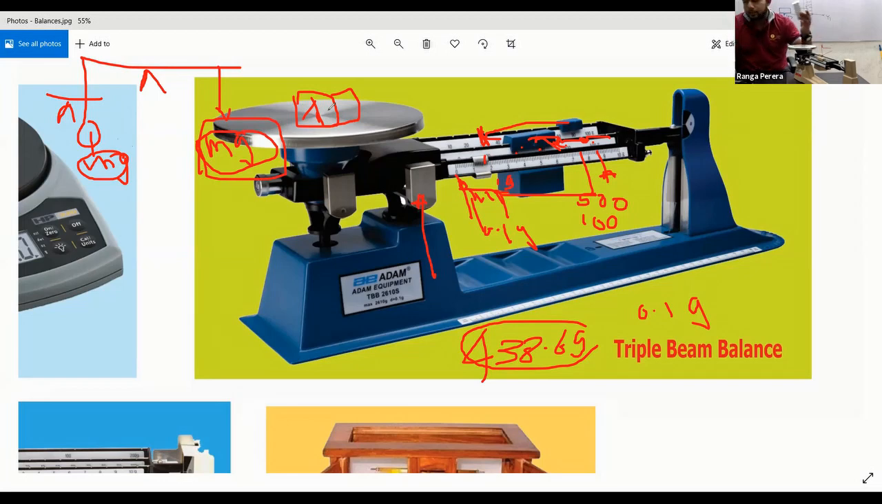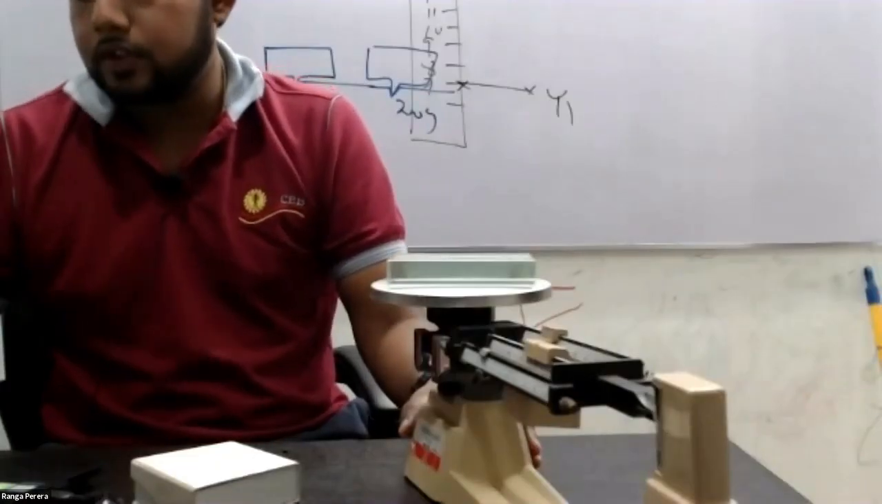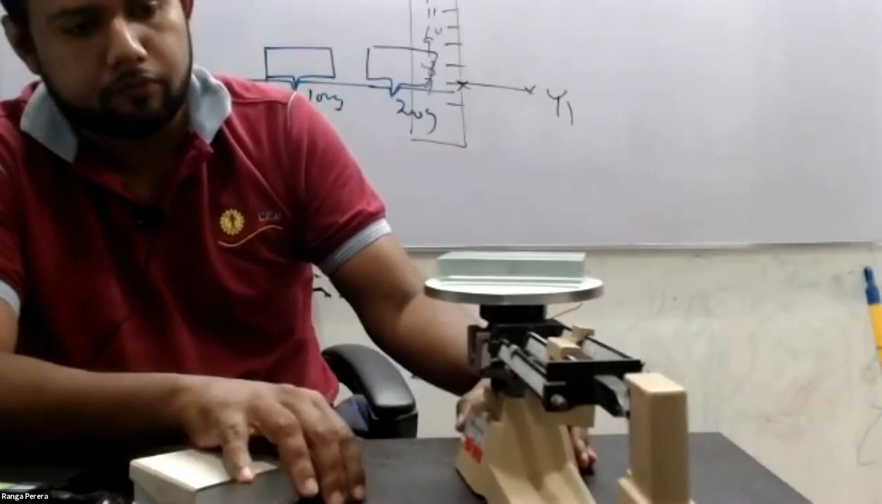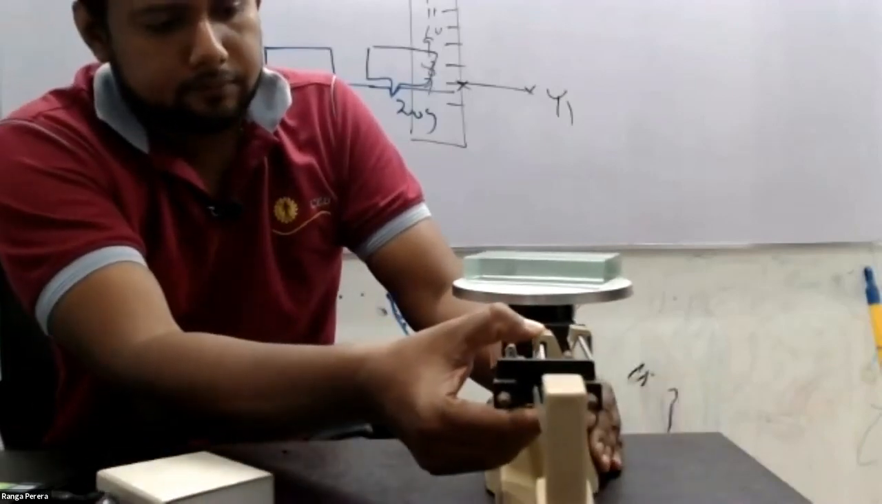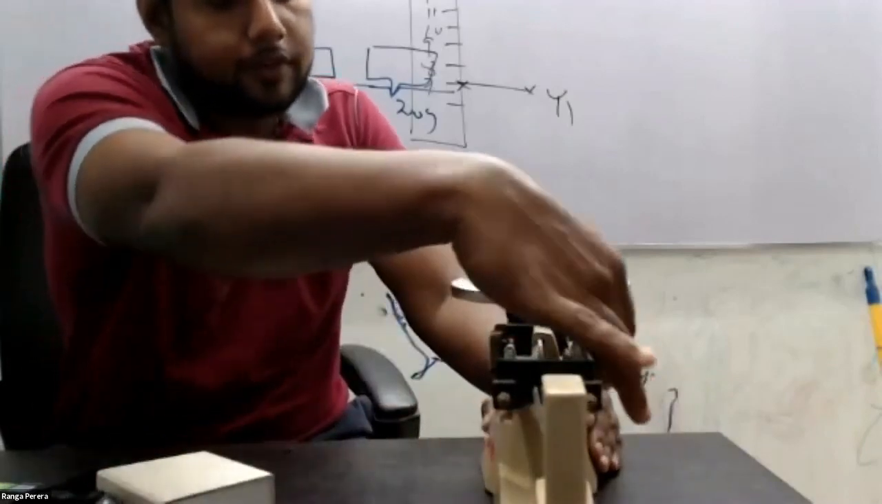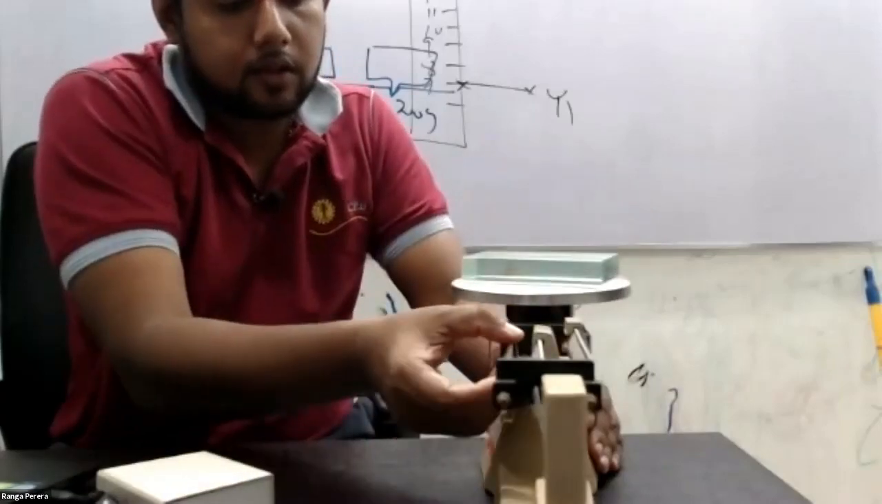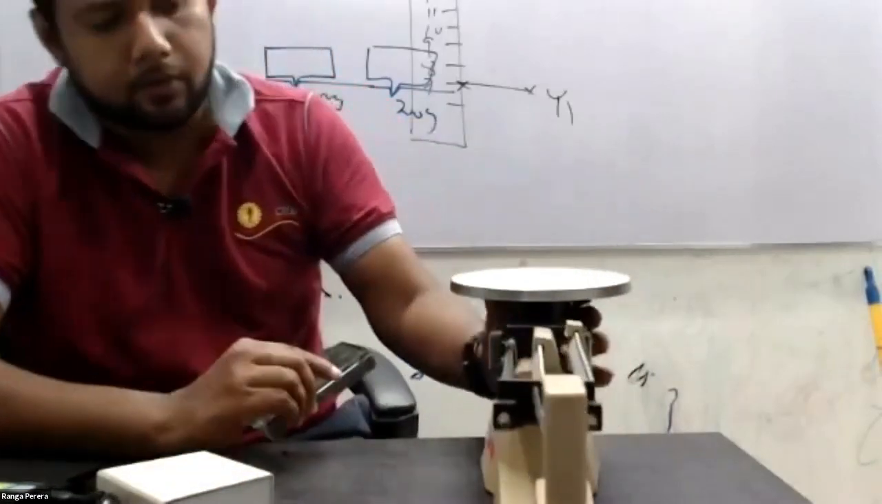Let me take the mass of this one. I want to measure the mass of the glass cube. I'm trying to measure the mass of the glass cube. When I keep it, firstly, I take all the objects close to that location.